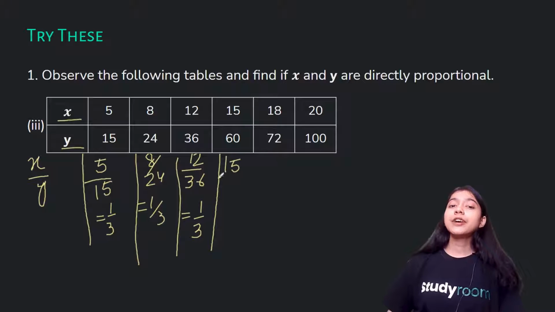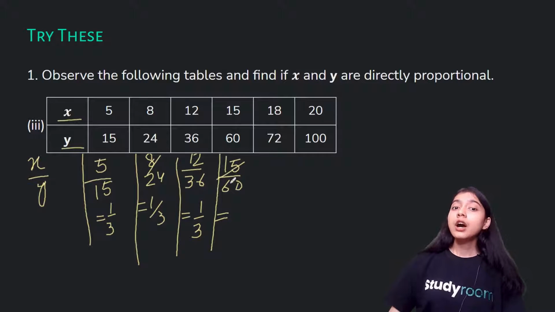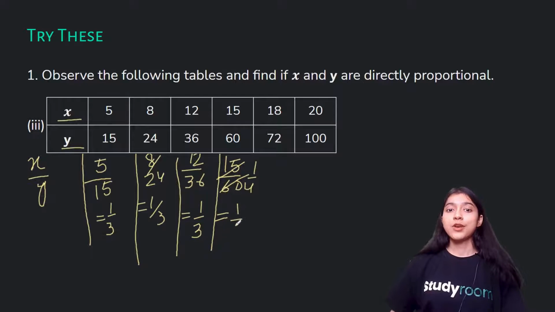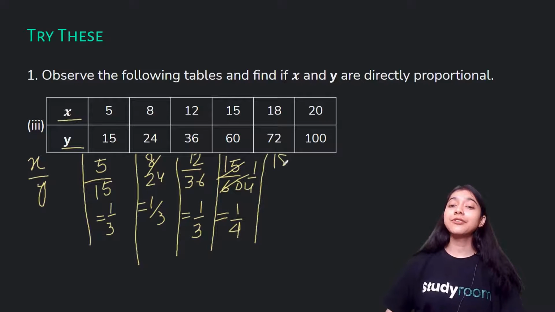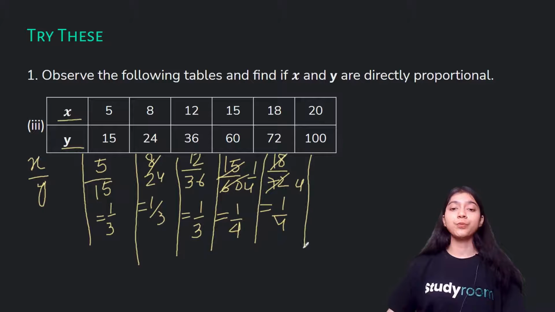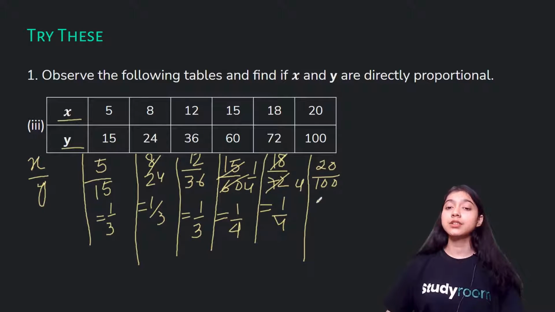Next up, we have 15 by 60. But over here, 15 by 60 will give us 1 by 4. So the proportion is getting changed. Next up, we have 18 by 72. This again gives us 1 by 4, because 18 multiplied with 4 gives us 72. Next up, we have 20 divided by 100. This gives us 1 by 5.